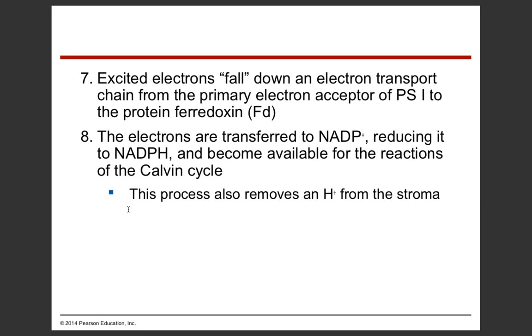Okay, so we have our electrons that are transferred to NADP+, reducing it. RIG, reduction is gain. We're adding a hydrogen, which is really an electron, reducing it to NADPH, and it's available for the reactions of the Calvin cycle, because we're going to send NADPH and ATP into the Calvin cycle to help us turn that carbon dioxide into glucose, or G3P first, but then glucose. This process also removes an H+ from the stroma, which again is like the cytoplasm.